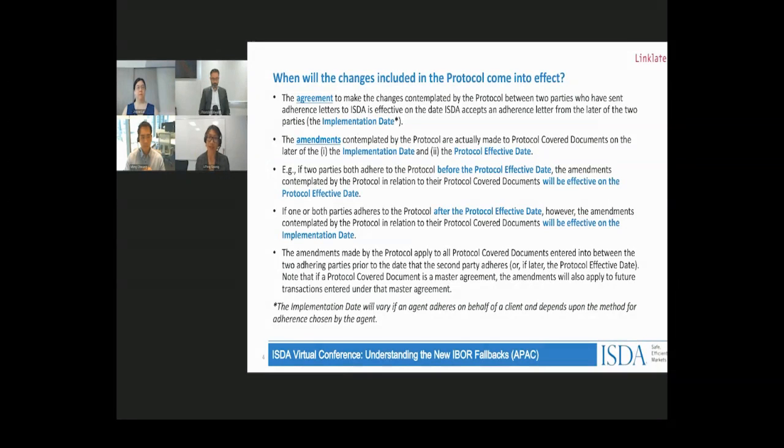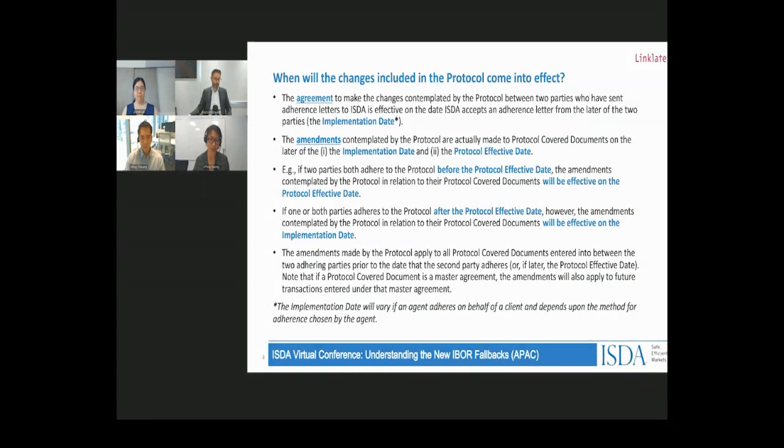And the amendments that are brought in by the protocol are made to the protocol-covered documents, right, on the later of the implementation date and the protocol effective date. When's the protocol effective date? As we know, protocol effective date is 25th of January 2021. So how does that work in practice? So let's say that there are two parties, me and you, and we have submitted our adherence letters to ISDA before the protocol effective date.